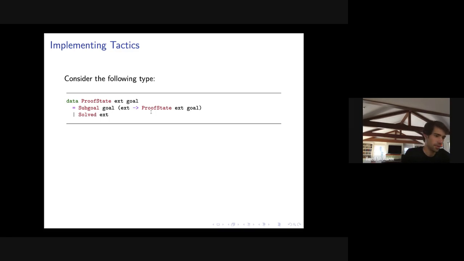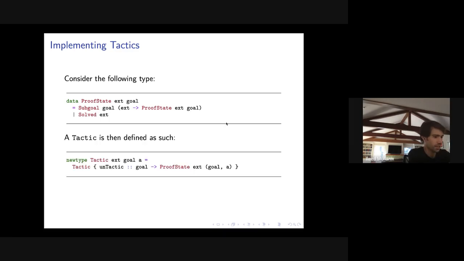Get back to the implementation, but yeah, this is the key insight here, this type. And then we define a tactic as such. It's something that takes a goal and then produces something that can then ask for a bunch of subgoals, then group together all those results, and then finally produce a result out the top.